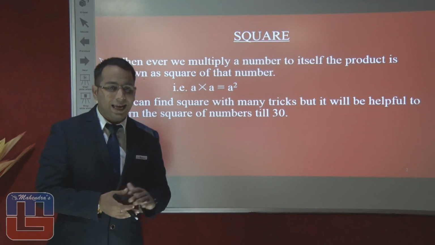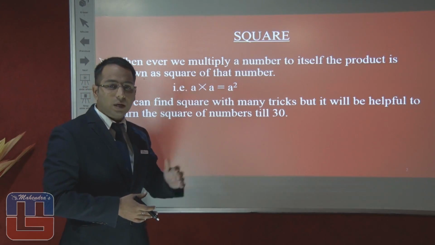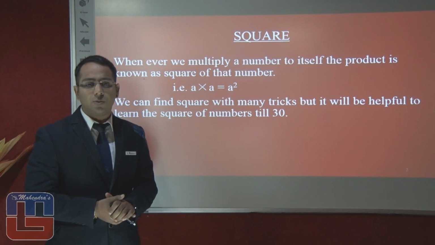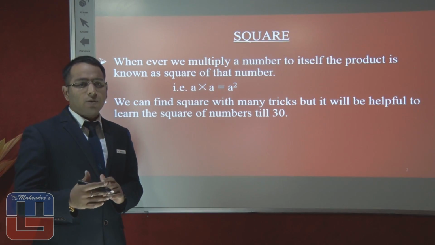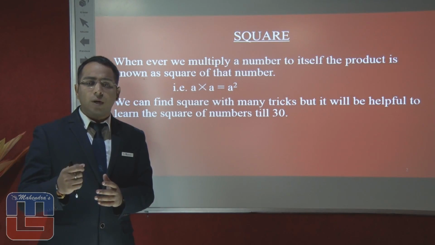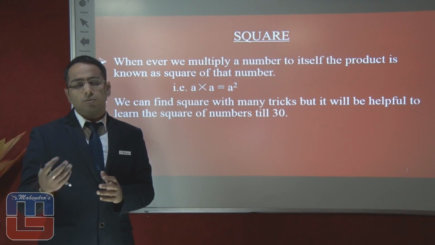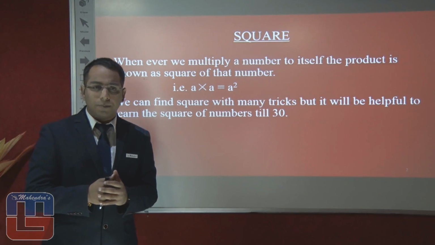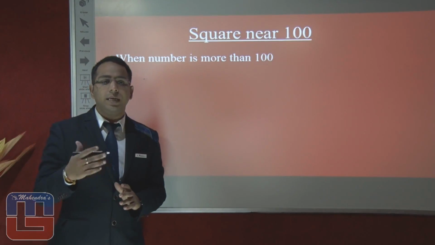Consider the number a. If we multiply a with itself, the product we get is called a square. In the paper, we can find squares by many tricks, but it is better for us to learn the squares up to 30, so that it helps us calculate other squares in the paper. Let us see some cases where we can find squares very easily.